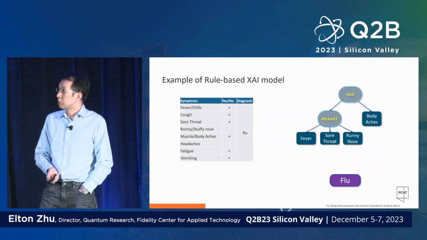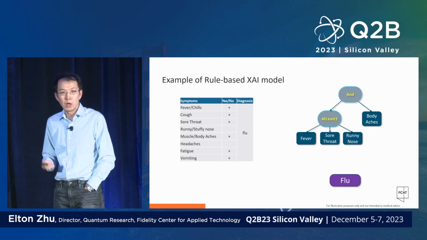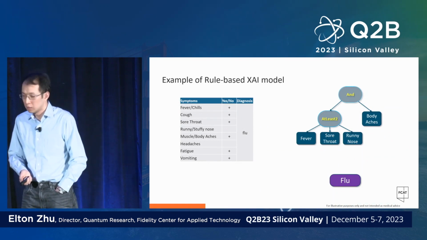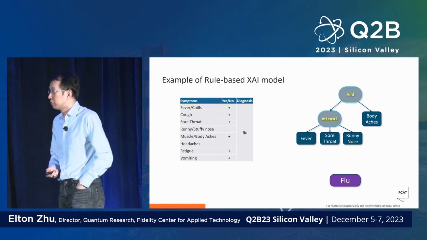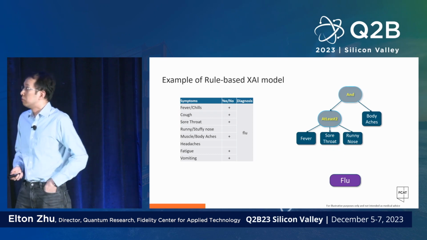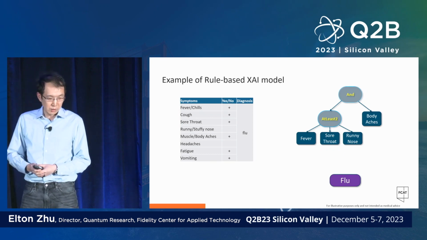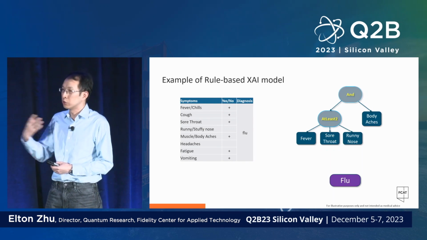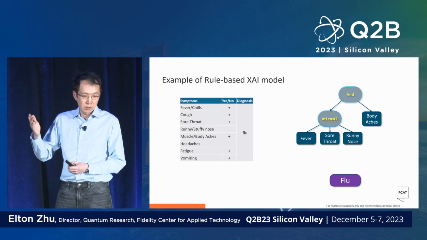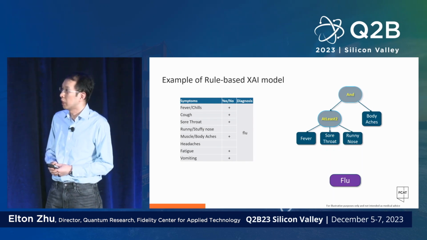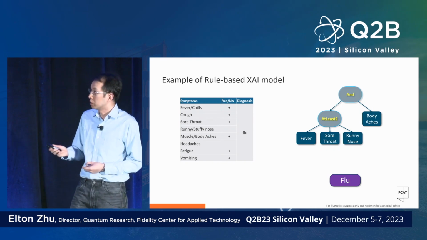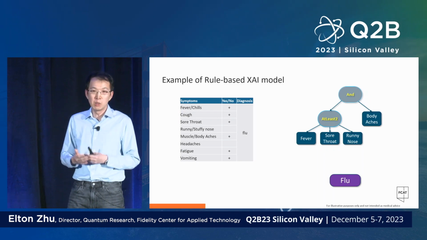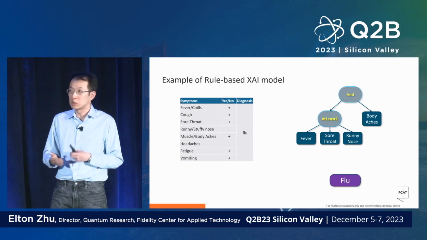So next, I'll give you a very simple example of how such a model works. Just for clarification, this is for illustrative purposes and not medical advice. On the left, suppose I'm a patient going to see a doctor, and these are a list of symptoms that I have, and I want to understand whether I have flu or not. On the right, this is a simple explainable model that the doctor uses to diagnose flu.